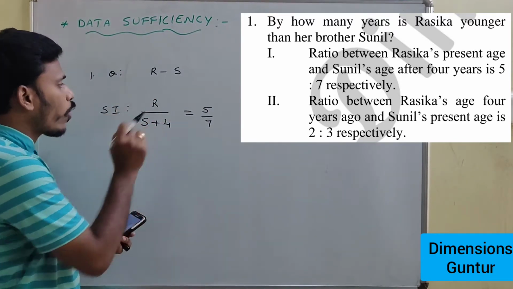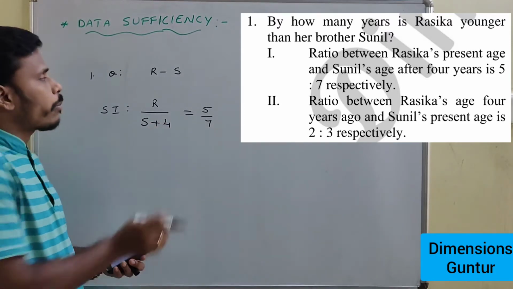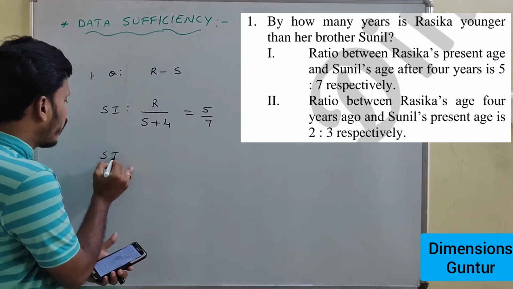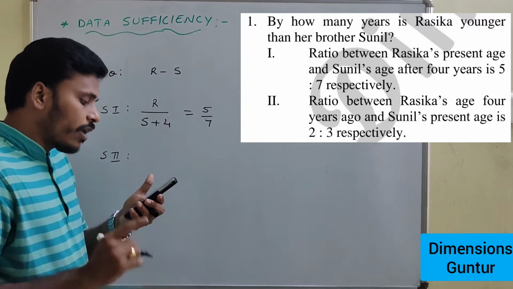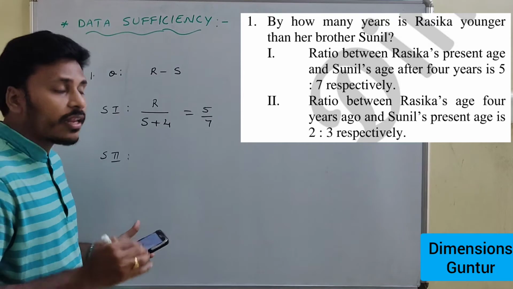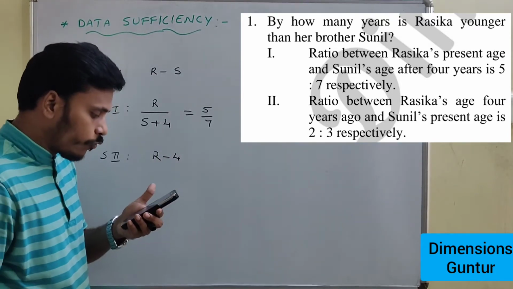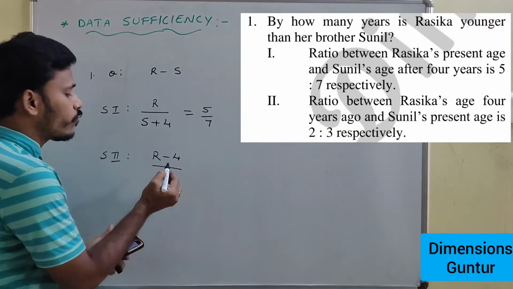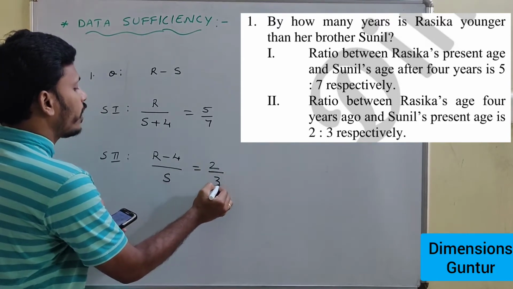First of all, you need to identify whether there is any possibility to find R minus S using this first statement. Coming to statement 2, the ratio between Rasika's age 4 years ago, we considered the present age of Rasika as R, so 4 years ago her age is R minus 4, and Sunil's present age we let it as S, and this ratio is given as 2 by 3.